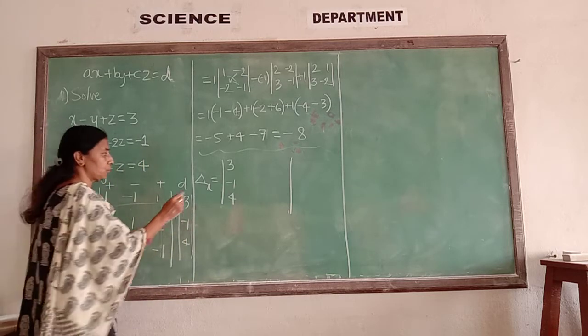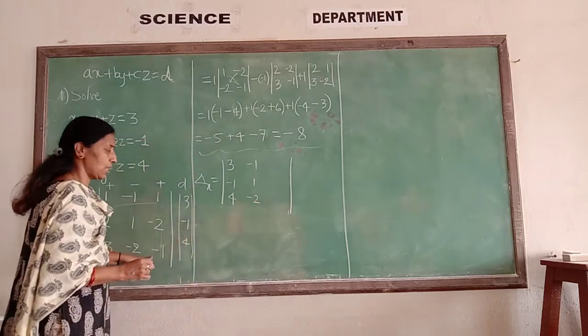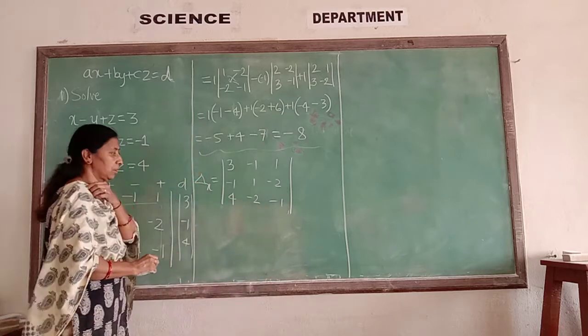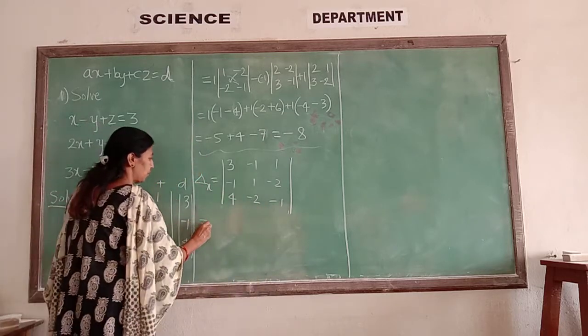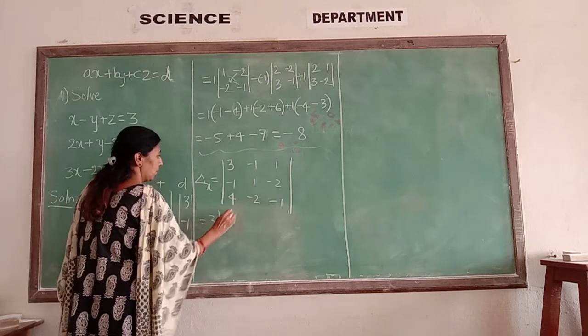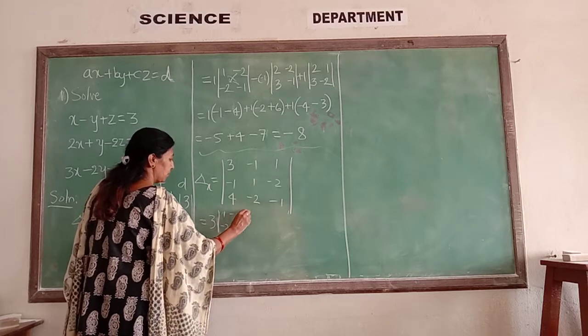Minus 1, 1, minus 2. And 1, minus 2, minus 1. Okay, and then you have to expand it. 3 into the determinant with the rest: 1, minus 2, minus 2, minus 1.